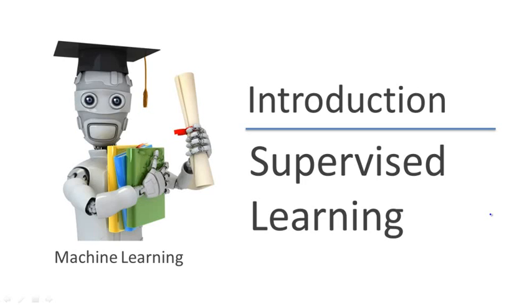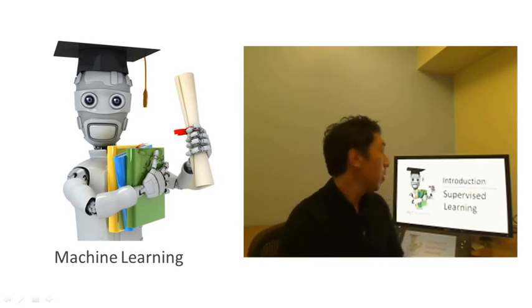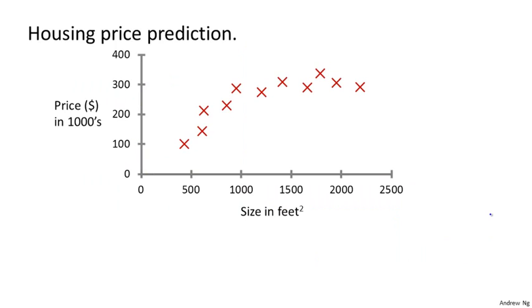In this video, I'm going to define what is probably the most common type of machine learning problem, which is supervised learning. I'll define supervised learning more formally later, but it's probably best to start with an example of what it is, and we'll do the formal definition later. Let's say you want to predict housing prices.